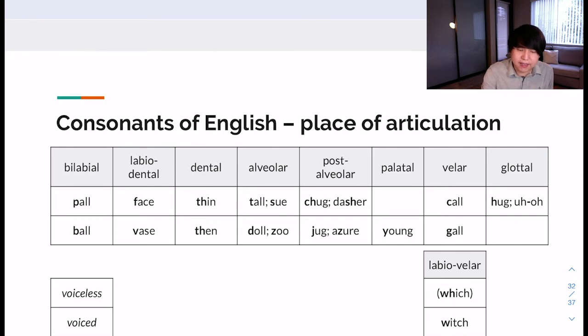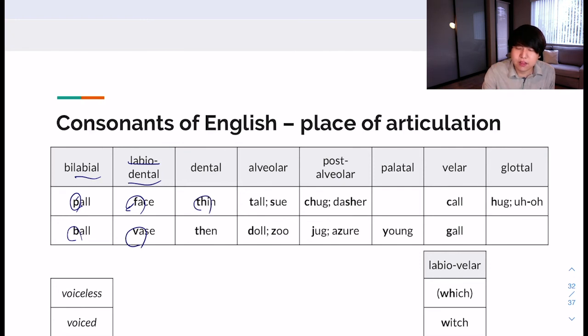First of all, bilabial. Labial means lips, so bilabial means using your two lips, like p in paw and b in ball. Labiodental is a sound that you make with the lip and your teeth, because dental means teeth. So labiodental is a sound like f in face and v in vase. Dental means you're using your teeth: th. Your tongue comes out through your teeth.